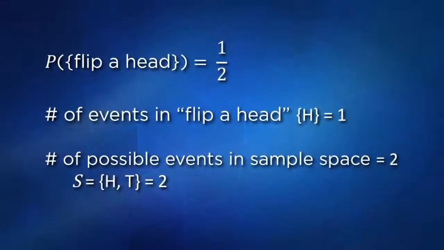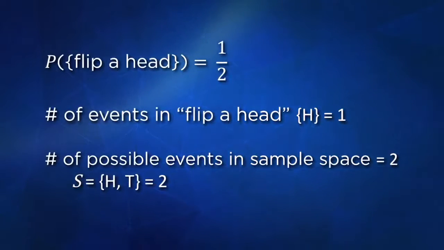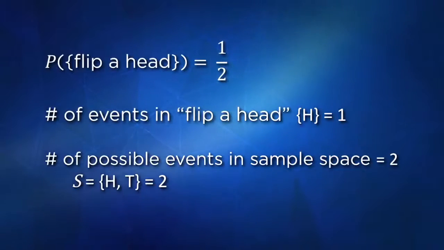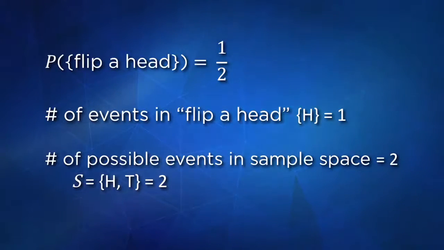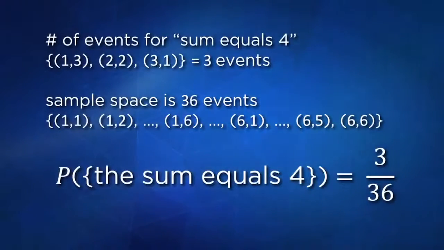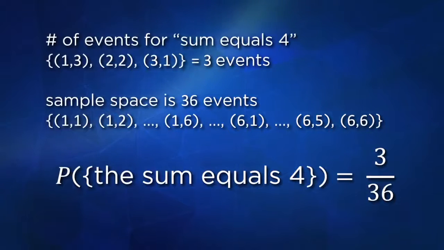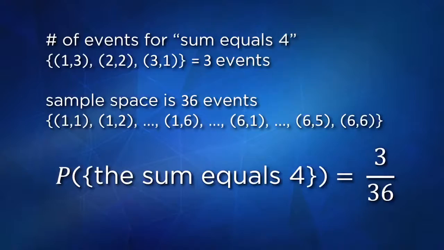Let's go back to flipping a fair coin. What's the probability that we flip a head? We probably know that's 1/2, but we get that by taking the number of events in flipping a head, which is H, or one event, out of the total number of possible events, which is 2. Likewise, if we roll a fair die twice, the probability that the sum equals 4 equals those 3 events out of the total 36 possibilities, so 3/36.